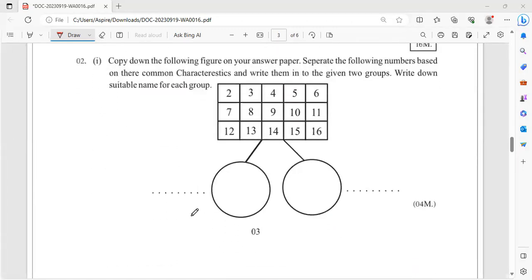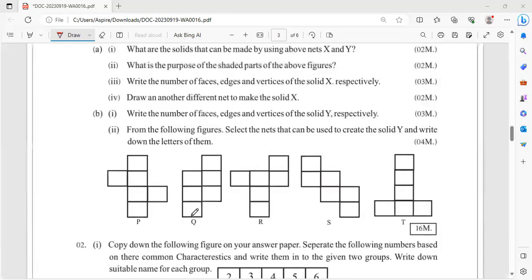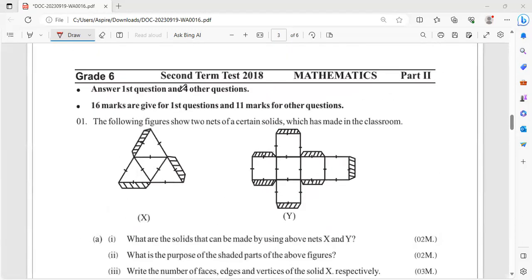Copy down the following figure on your answer paper. So, look at before that here. Answer first question and four other questions. Sometimes they ask to write the answers for the first one definitely. That means it is compulsory.